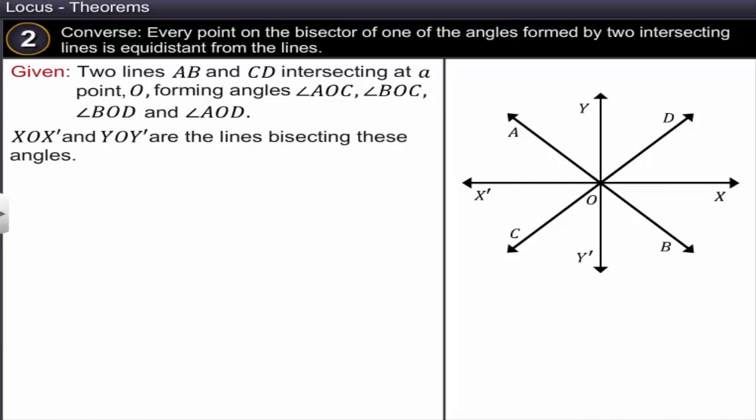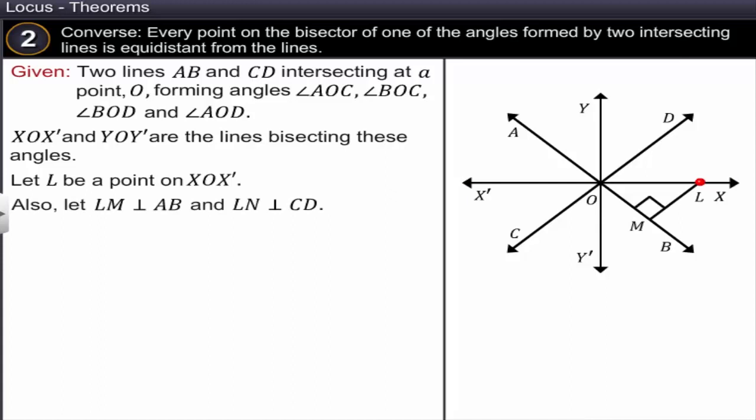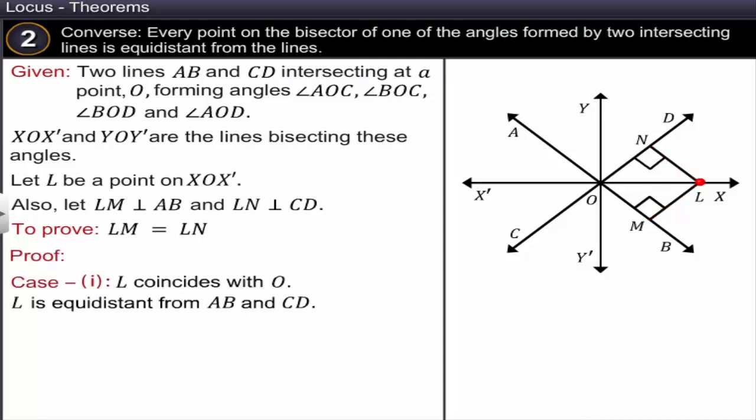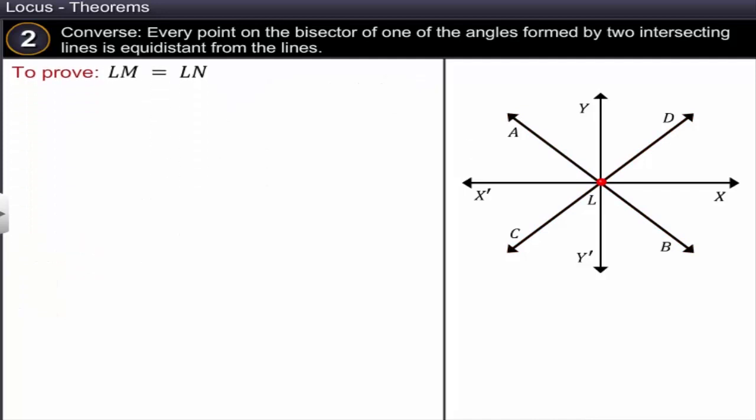Let L be a point on XOX'. Also, let LM be perpendicular on AB and LN be perpendicular on CD. We have to prove that LM is equal to LN. Let's consider the case when L coincides with O. Then it is equidistant from AB and CD. Now, consider the other case, when L does not coincide with O.